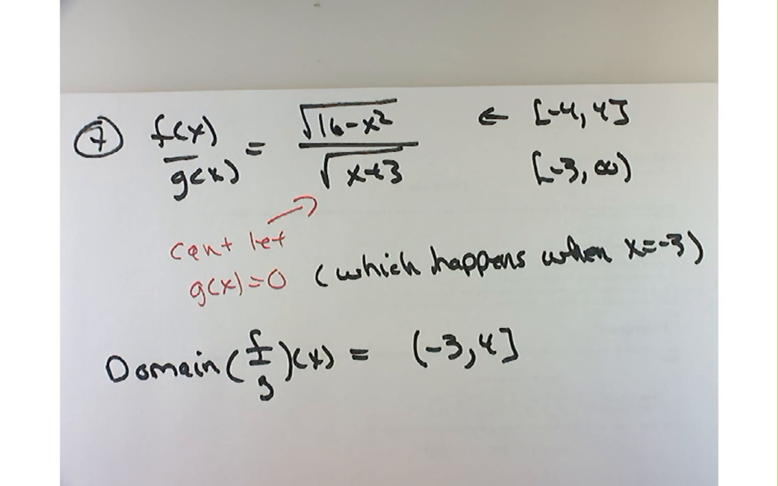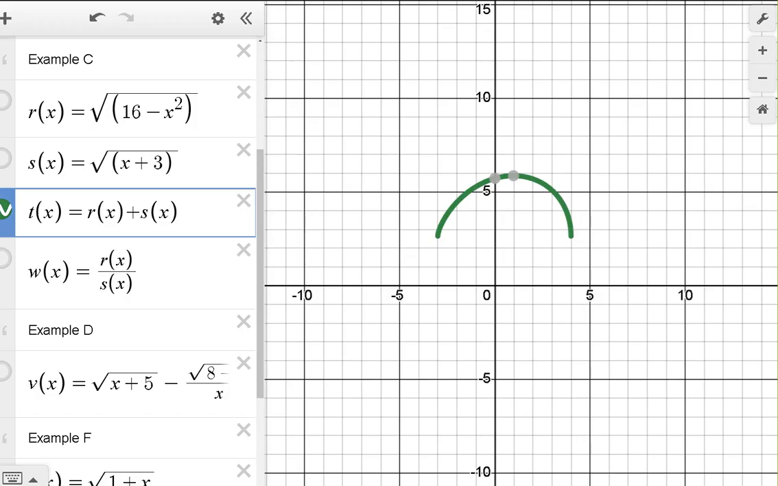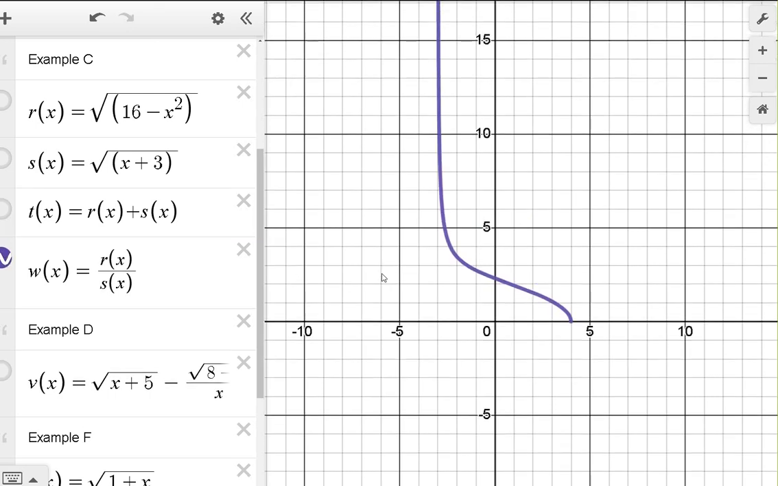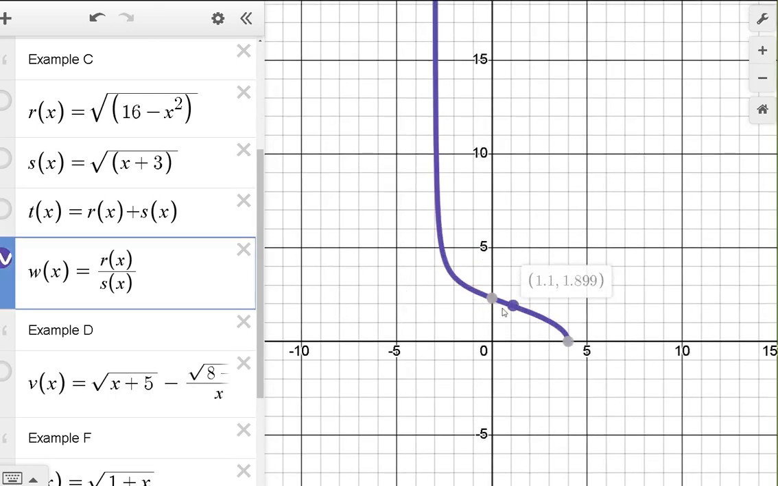And for giggles, let's just take a look at the graph. The graph should not be defined at x equal negative 3, right? So here's that graph. And if you take a look, what kind of feature is it that you see near negative 3? What do we call that? Does anyone remember? Asymptote. Vertical asymptote. Yes, well done. Vertical asymptote.